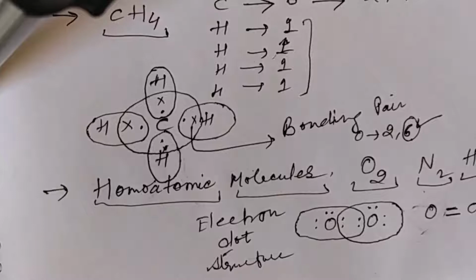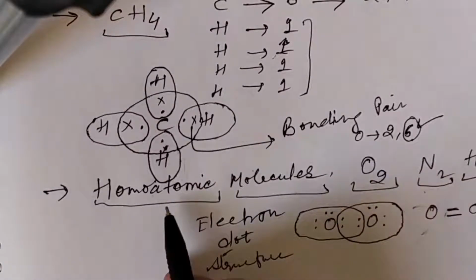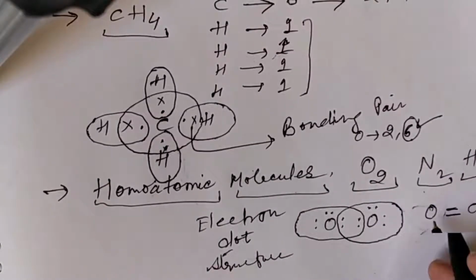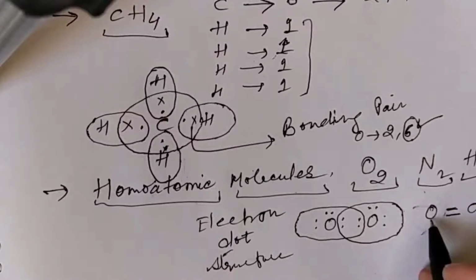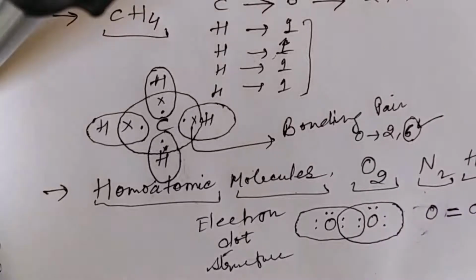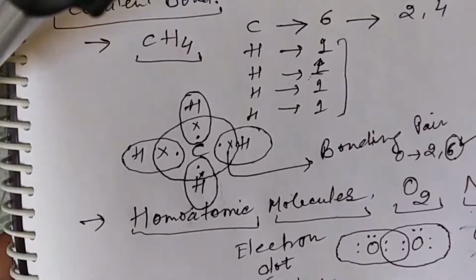So what we are discussing here is about homoatomic molecules, the molecules which are formed by the same kind of atoms. Here a molecule is formed in which covalent bonds are there, but the kind of atoms that are forming the covalent bonds are the same. Are you getting the point, students? So here covalent bond formation between O2 molecule can be shown in this format.